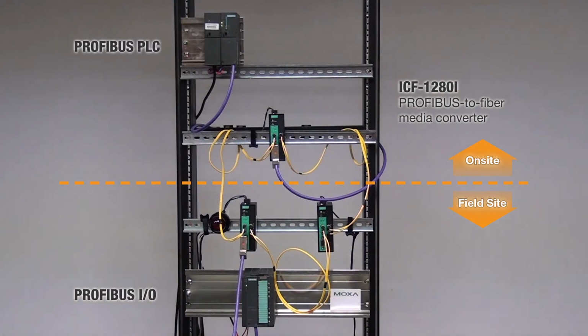Now, in our lab, this entire test fits on a single rack, but in the real world, this system has enormous range between the PROFIBUS master and the PROFIBUS I/O, because the converters are transmitting the PROFIBUS packets over long-range fiber cable. Now let's look at some scenarios of how to use fiber diagnosis to examine network issues.